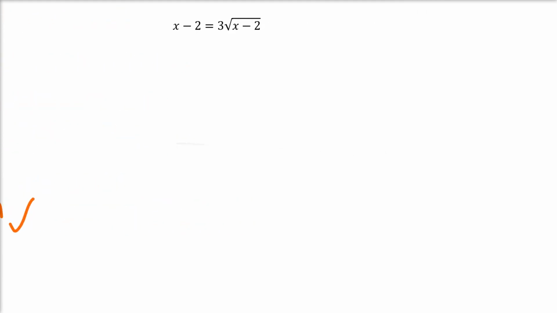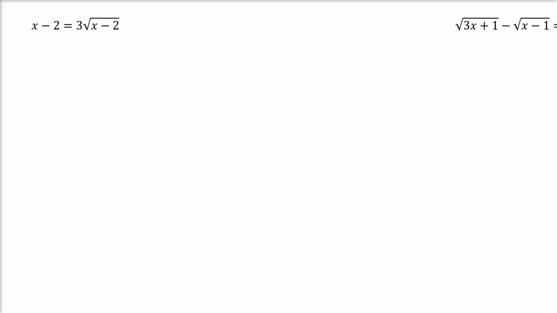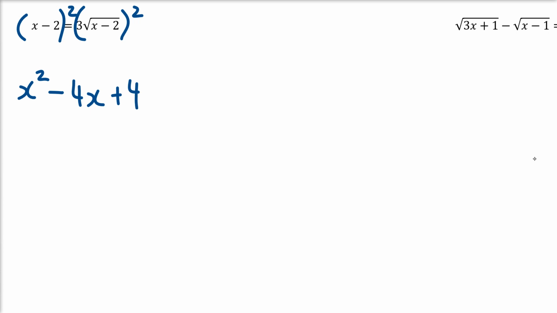For the next one here, x, how am I going to do this one now? Same way, square both sides. You guys want me to pause here so you guys have a crack at it, or do you want me to carry on? Yeah. So square this side, left hand side is going to be x squared minus 2 lots of 2, that's 4x, plus 2 squared, which is 4. That equals 9 lots of x minus 2. Happy with that being in brackets as well.